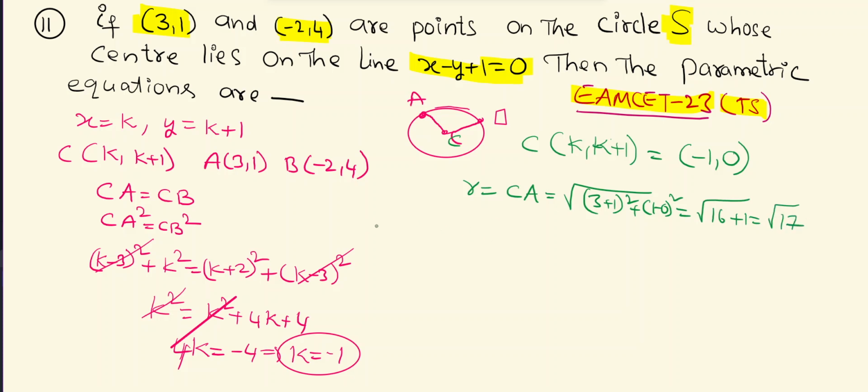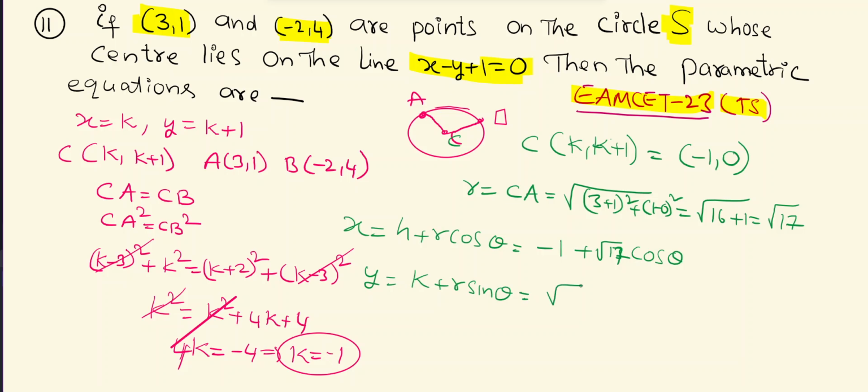Now the parametric equations are x is equal to h plus r cos theta. Here the h value is minus 1 plus r is root 17 cos theta. And y is equal to k plus r sin theta. Here the k value is 0 plus r is root 17 sin theta. These are the parametric equations of the circle.